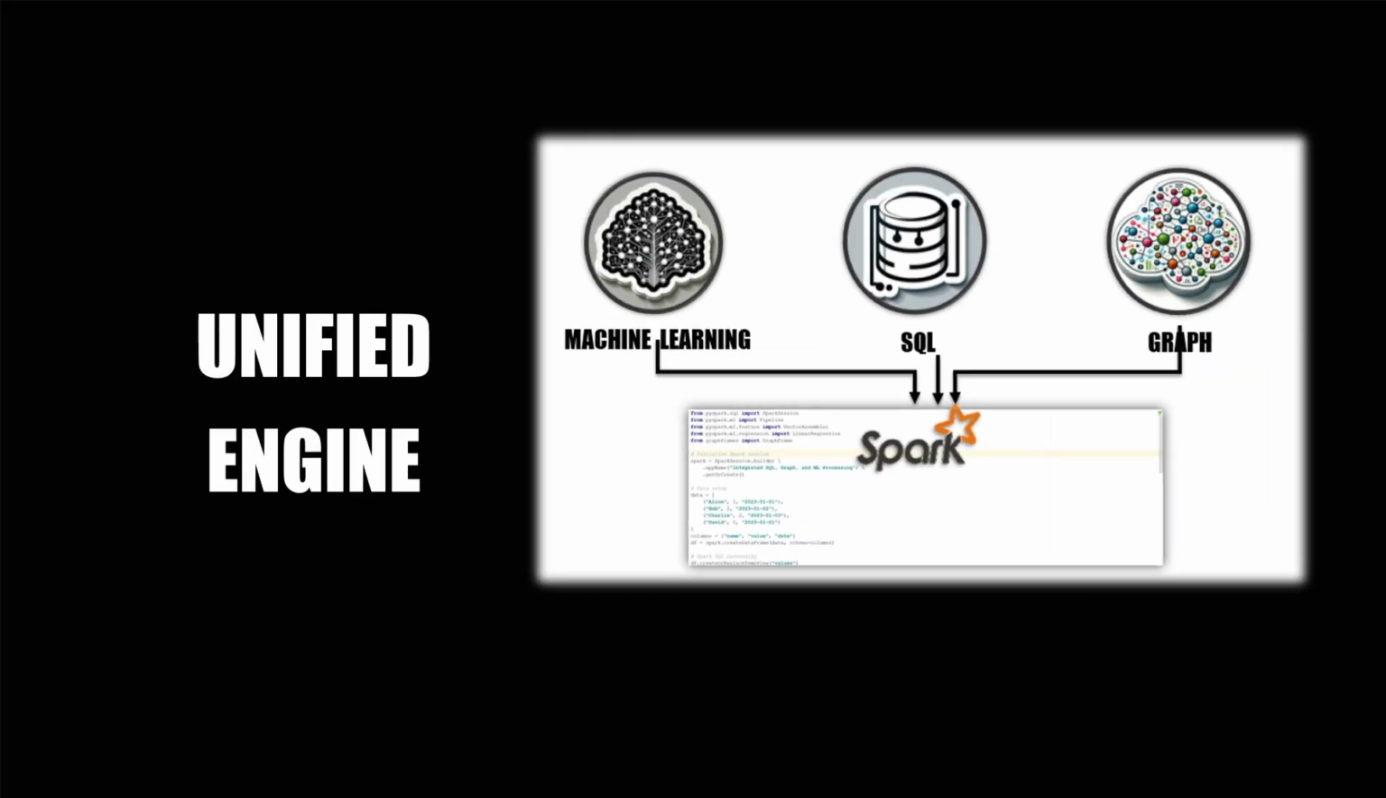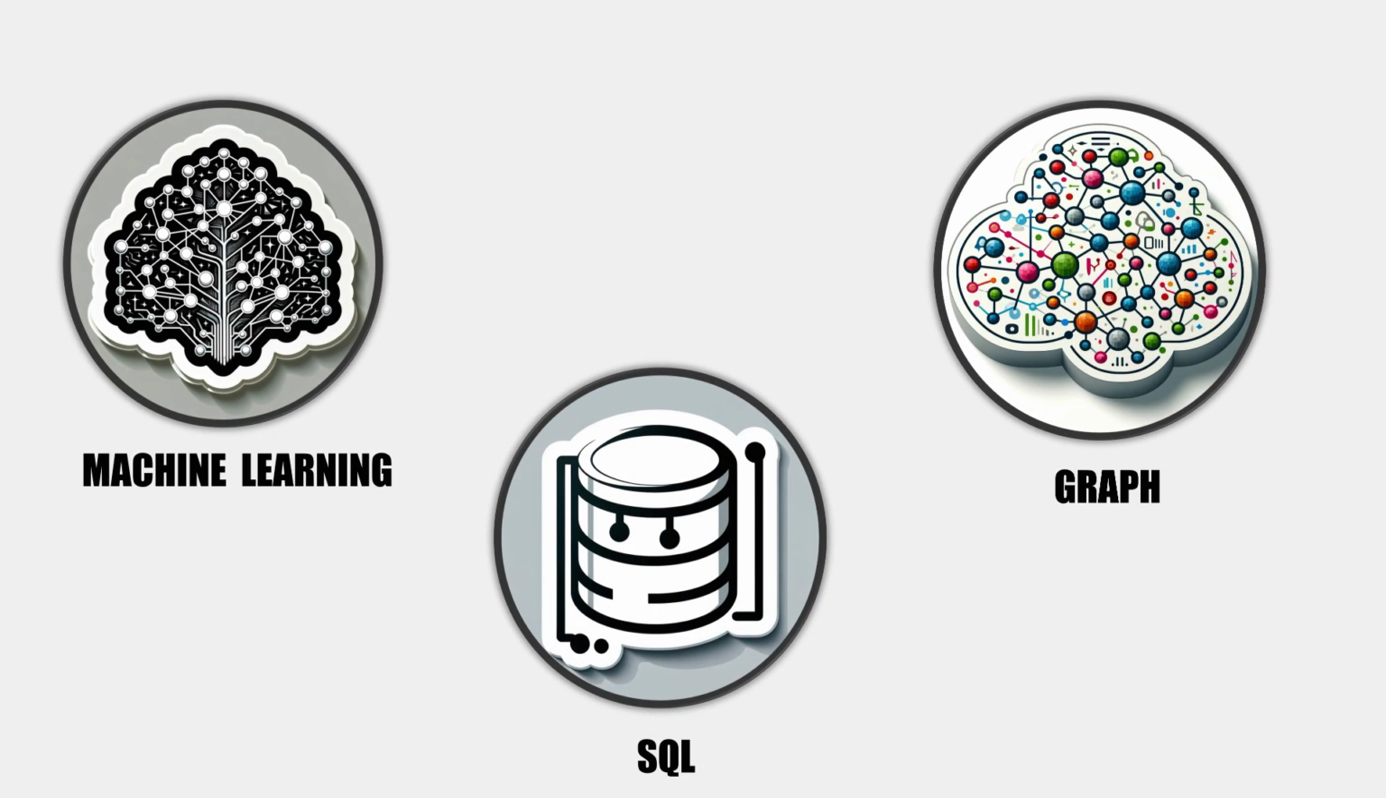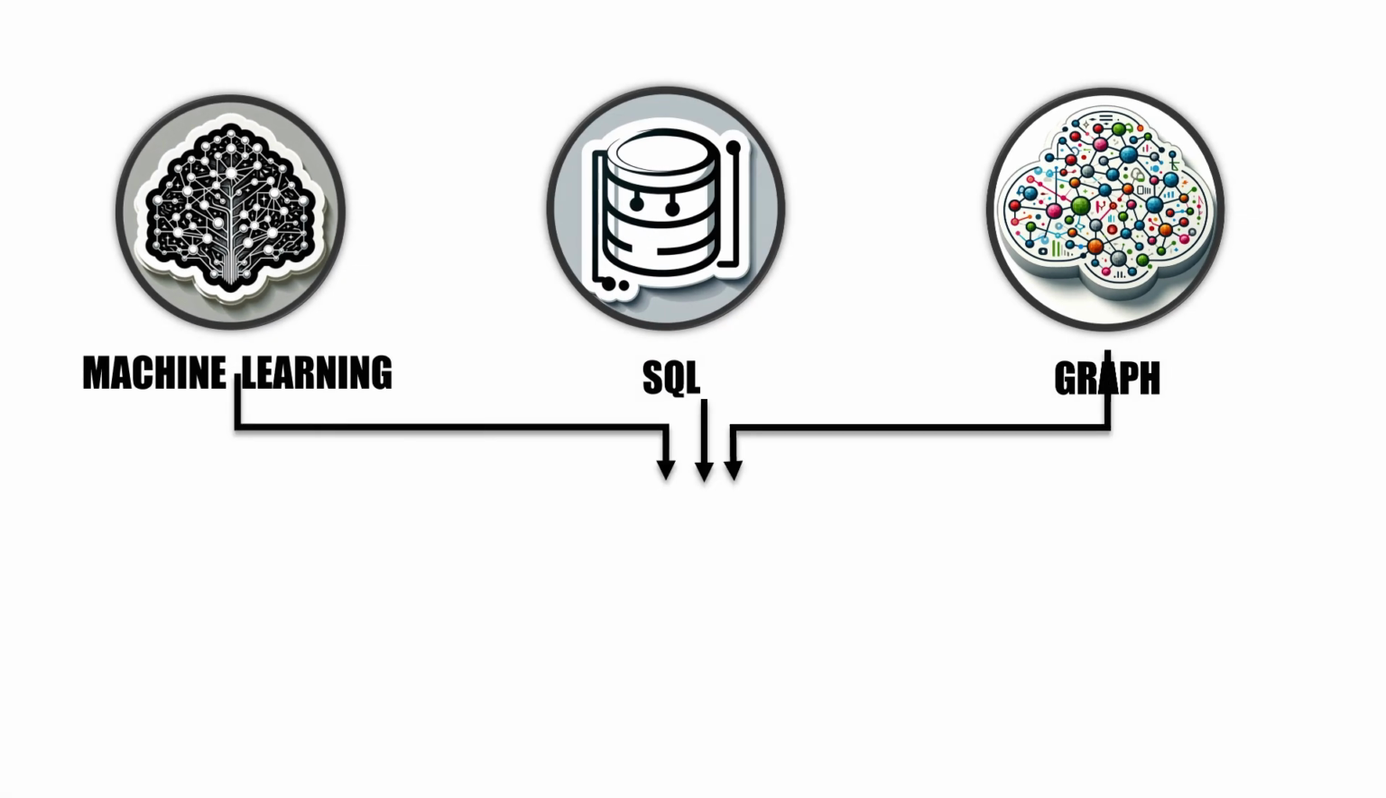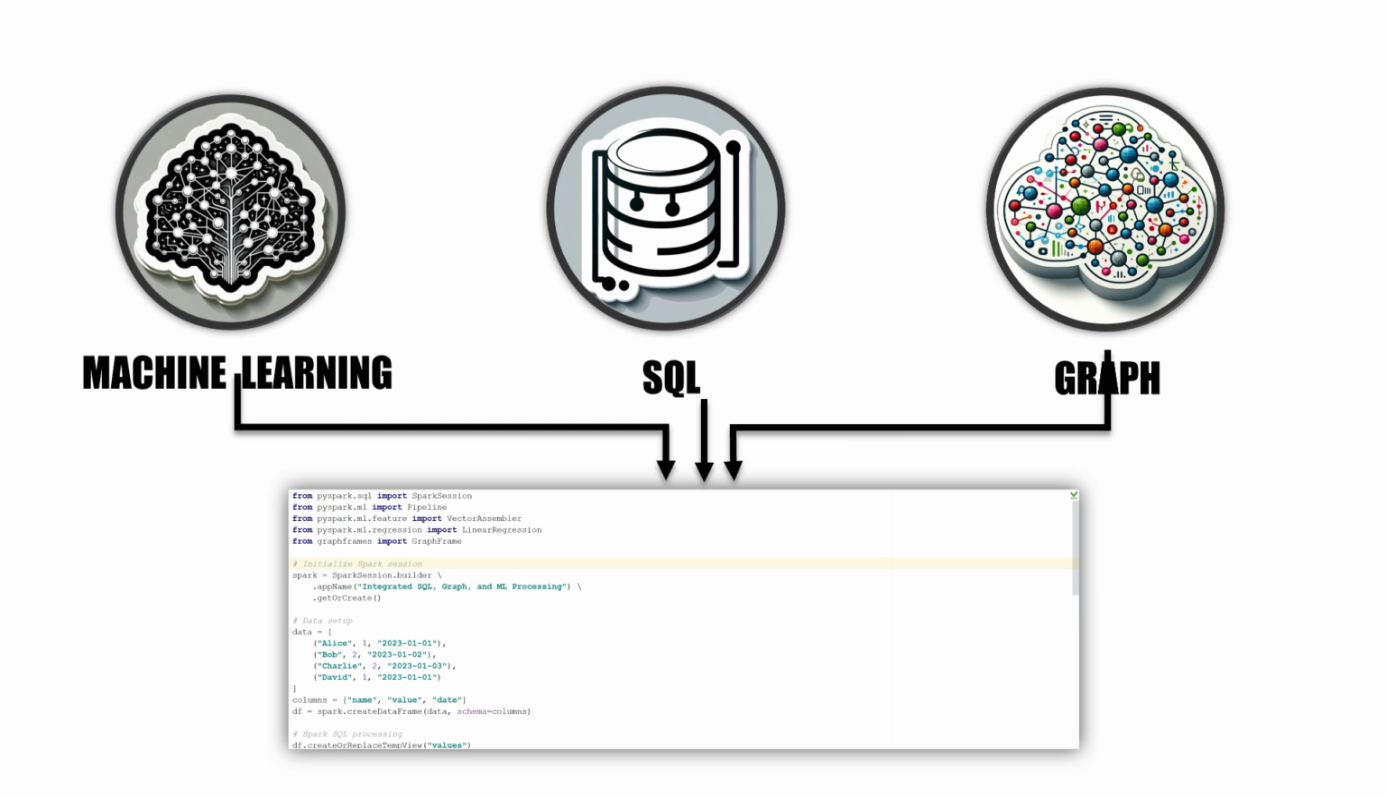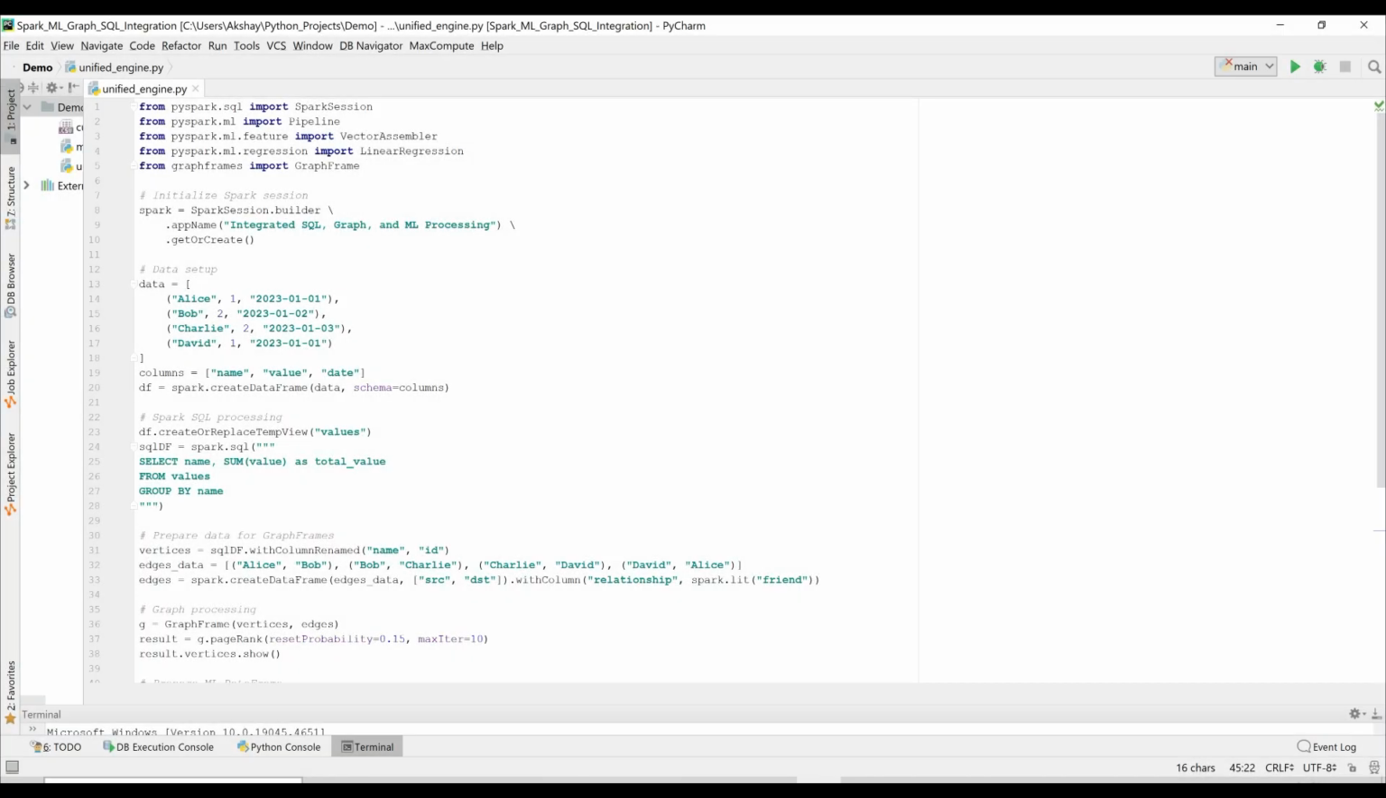Fifth benefit, unified engine. Spark provides us a unified engine, meaning using the same engine, you can run SQL queries, graph computation, and even machine learning models. You don't need separate engines for each. How does it help? Well, within the same Spark application, you can process data by running SQL queries on it, then do some graph computation on this data, and then run a predictive model on the same data within the same Spark application. Let's take a look at one such application.